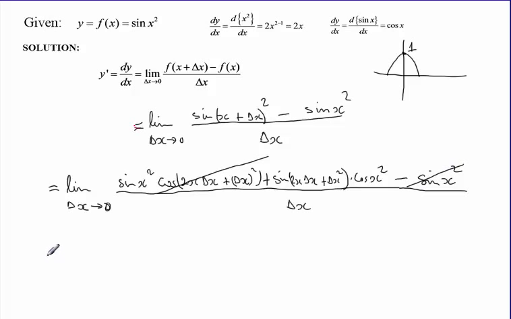Then what are we left with here? We're left with limit delta x going to 0. Then what do we have here?